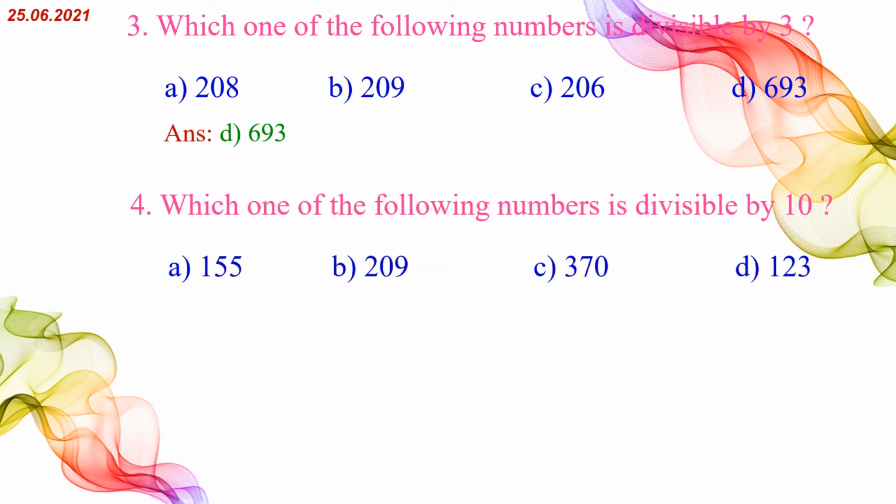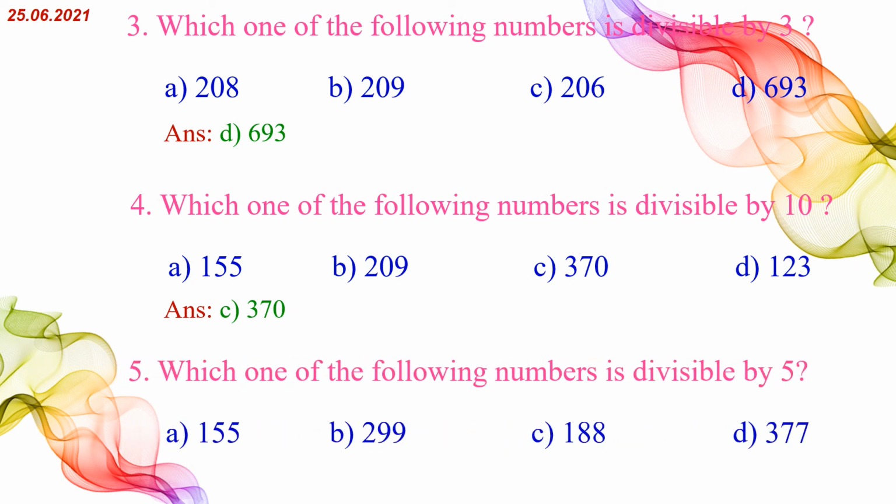Next, fourth one. Which one of the following numbers is divisible by 10? Yes, option C is the correct answer because the number ends in 0. Next one. Which of the following numbers is divisible by 5? What's the answer? Very good. Option A, 155. Because the number ends in 0 or 5, it is divisible by 5, isn't it? So therefore the answer is 155.